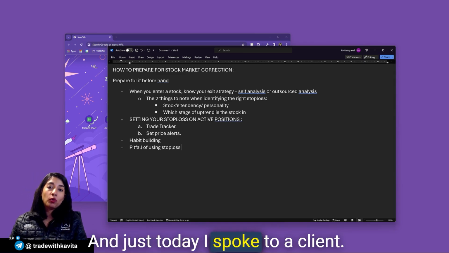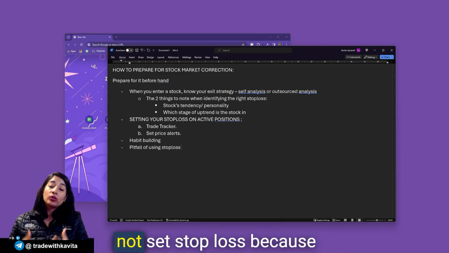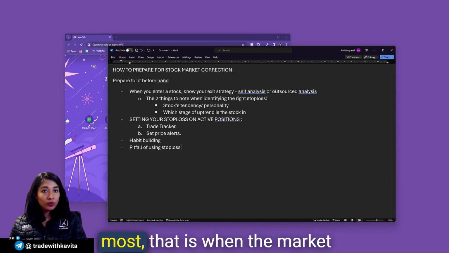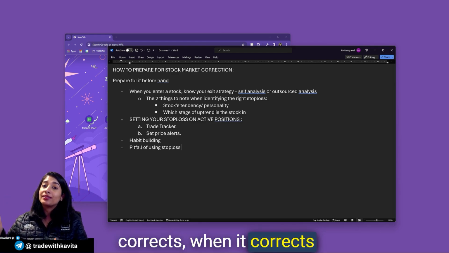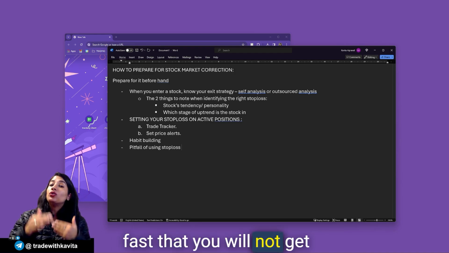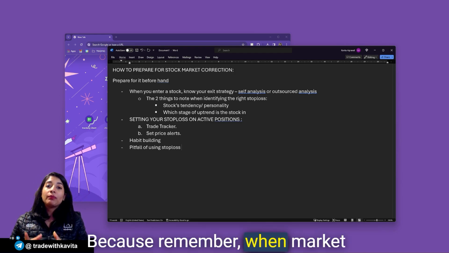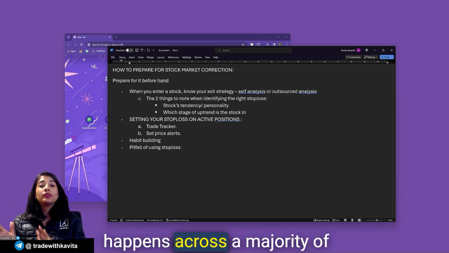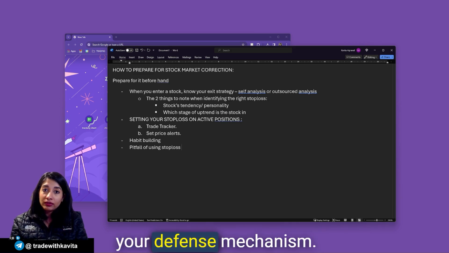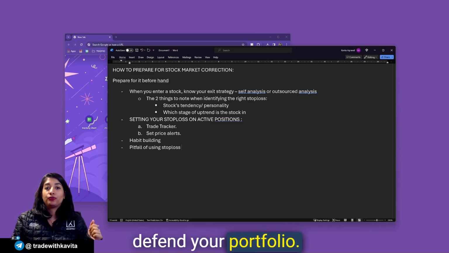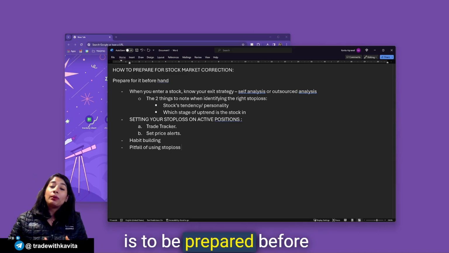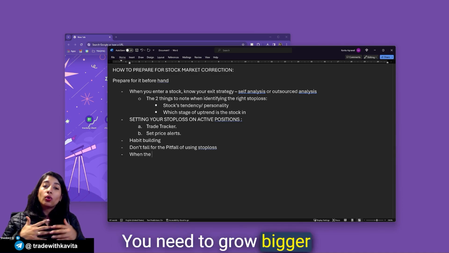And just today I spoke to a client and he told me that he does not set stop loss because he monitors the positions. The problem with that is when you need the stop loss the most, that is when the market corrects. When it corrects suddenly, without you expecting the correction, it's going to happen so fast that you will not get an opportunity to react. Because remember, when market correction happens, it mostly happens across a majority of the stocks at one point of time. If you keep manual exit as your defense mechanism, you will not be able to defend your portfolio. You will not be able to defend your capital. The crux of being prepared for stock market correction is to be prepared before the correction comes. You need to grow bigger than those pitfalls.